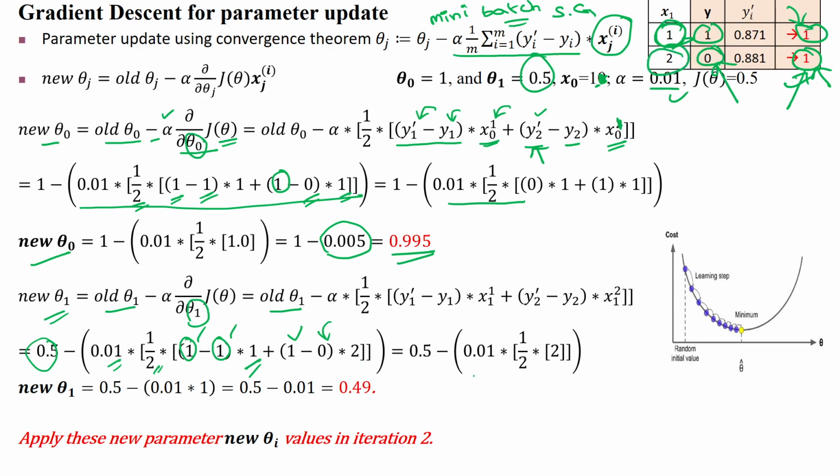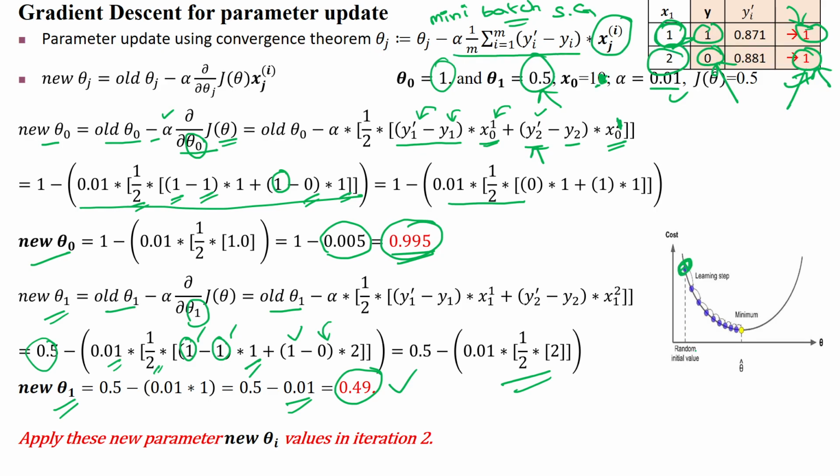So when you are simplifying these values, you are getting 0.01, and finally you are getting 0.49 as the new theta 1. So we got the updated value. Previously theta 0 was 1, theta 1 was 0.5. Now you can see we updated the parameter values by using the convergence theorem, that is the stochastic gradient descent algorithm.